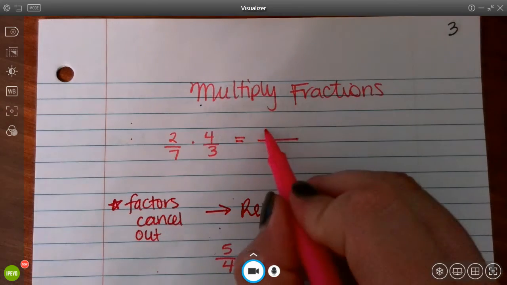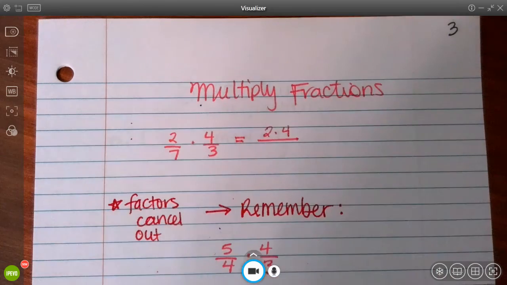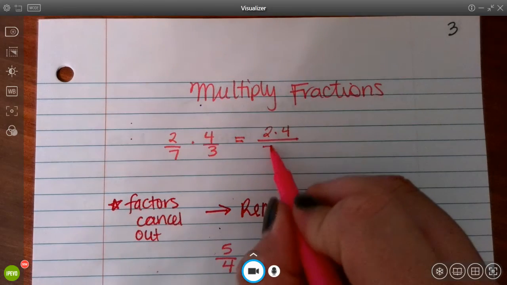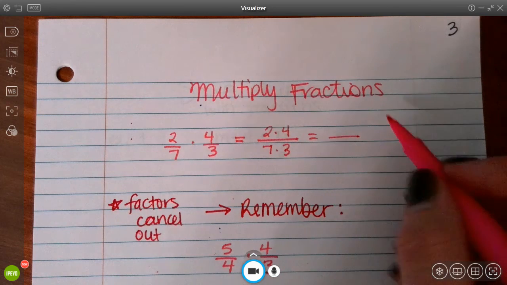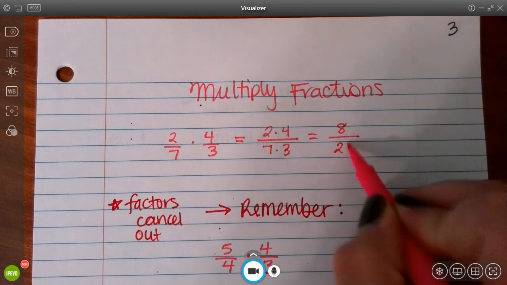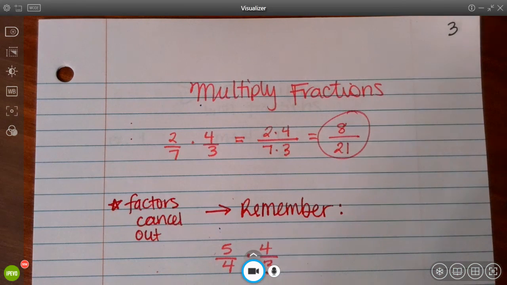All you need to do is multiply across. So in our numerator, we can multiply 2 times 4. In our denominator, we can multiply 7 times 3. So our final answer here would be 8 over 21. It's that simple.